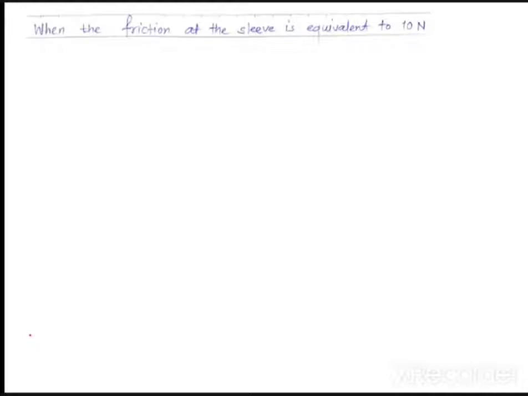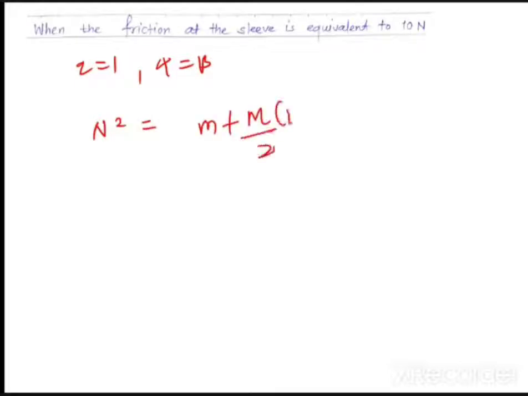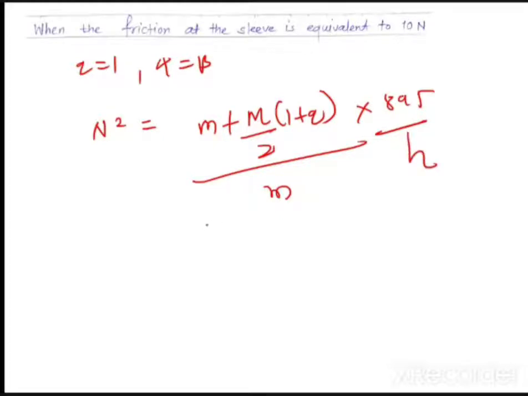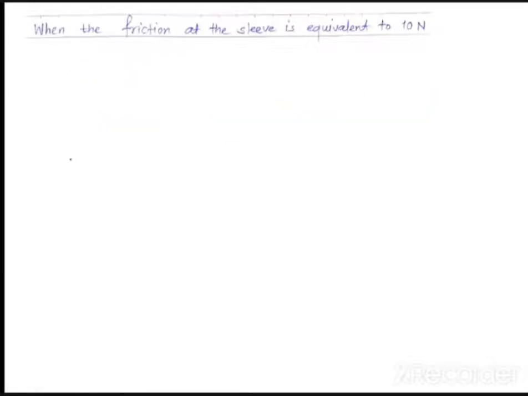Now, when the friction of the sleeve is equal, case number 2, for the Porter Governor, again Q is equal to 1. We know that Q is equal to 1 since alpha is equal to beta. So what formula will we use? N square is equal to (m plus M) divided by 2m, into (1 plus Q), into 895 upon h. This is a basic formula, but Q is equal to 1, so this formula will reduce like this.